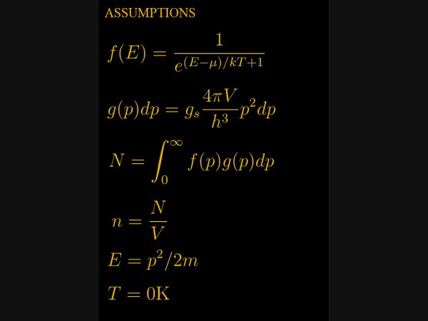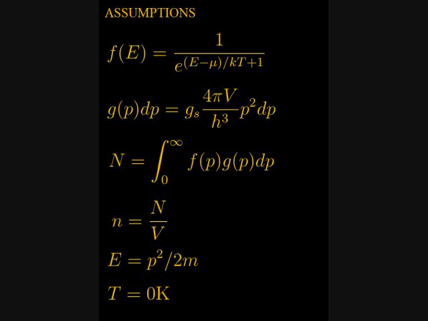applies to fermions. Because bosons at 0 Kelvin, all bosons will go to the lowest energy state. But at 0 Kelvin, all fermions cannot go to the lowest energy state because no two fermions can occupy the same state. So even at 0 Kelvin, higher energy states are occupied. And the Fermi momentum is just the highest momentum state, or in the Fermi energy, just the highest energy state that's occupied at 0 Kelvin.